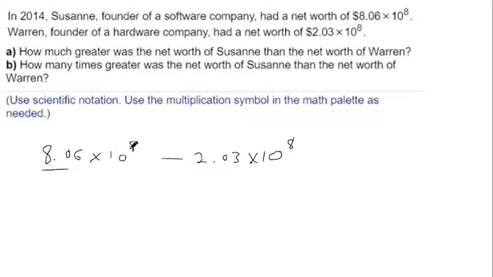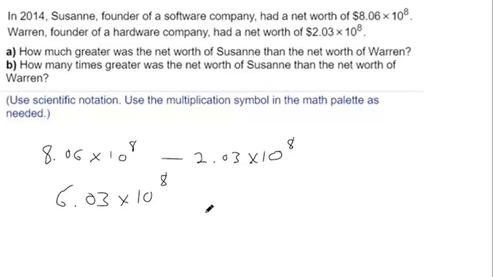Okay, if that was like an x to the eighth and x to the eighth, then you could just subtract and your resulting answer would be x to the eighth. So all we have to do is 8.06 subtracted by 2.03, and that makes 6.03, if you want to use a calculator to check that. Okay, but I did 8 minus 2 makes 6, 0 minus 0 makes 0, 6 minus 3 makes 3.